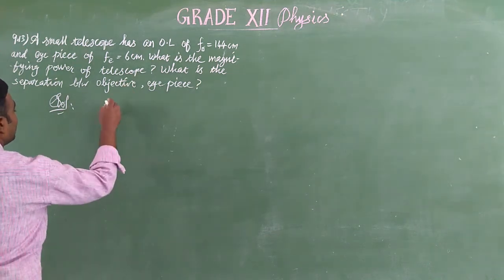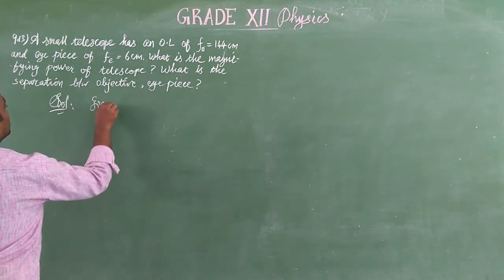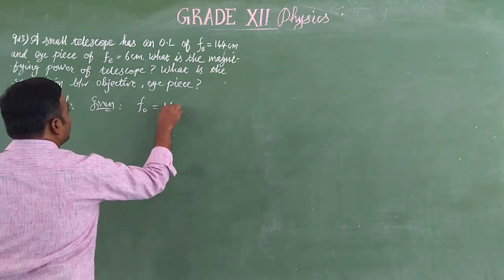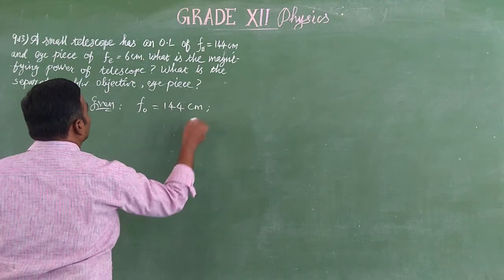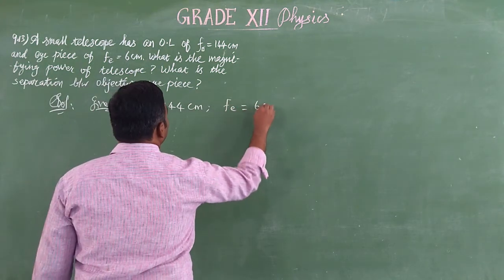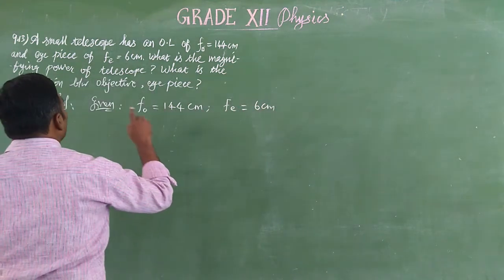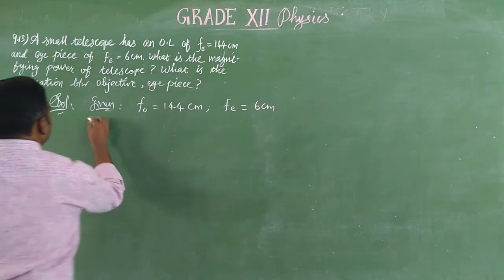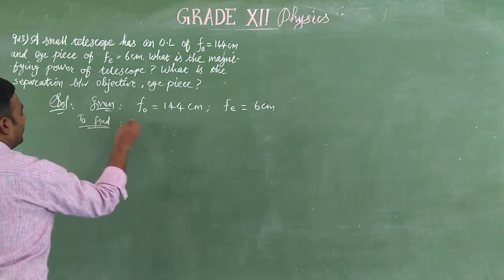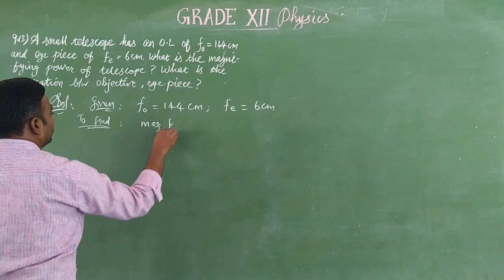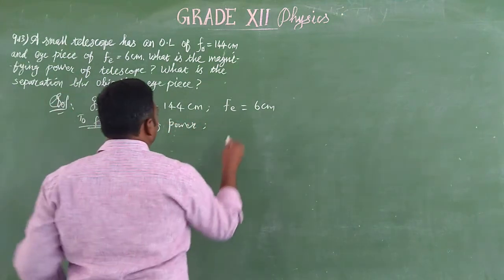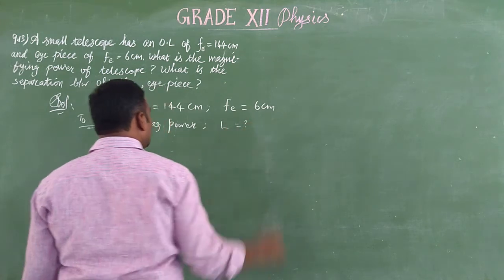Okay, first we will write the given data. So, what is given? Focal length of objective lens is 144 centimeter and focal length of eyepiece is 6 centimeter. So, we want to determine two things: to find the magnifying power and the tube length. There are two things we want to find.